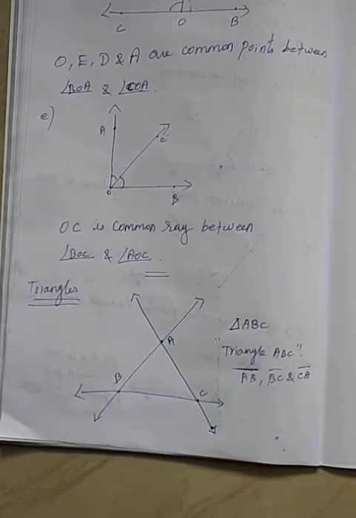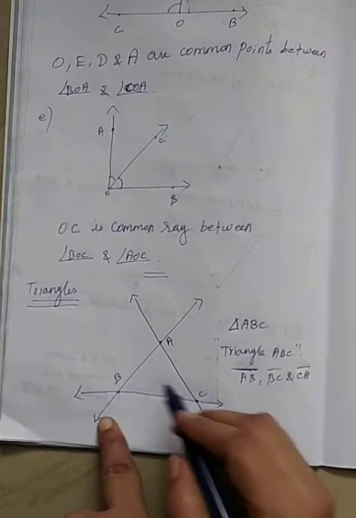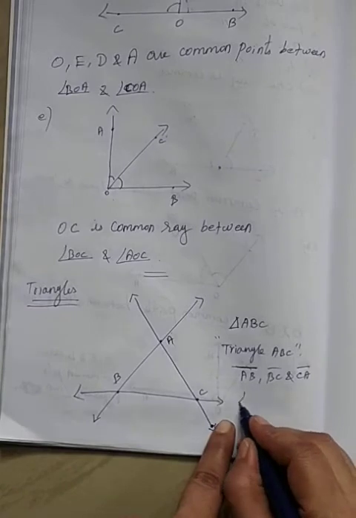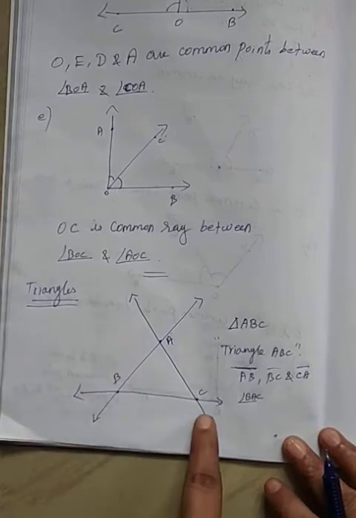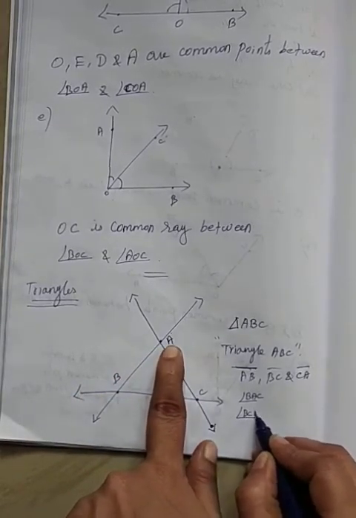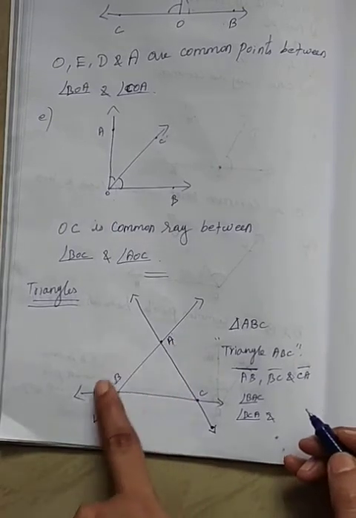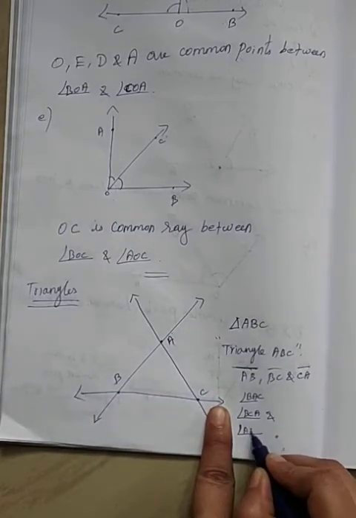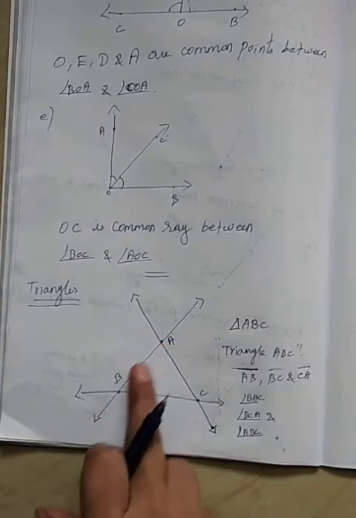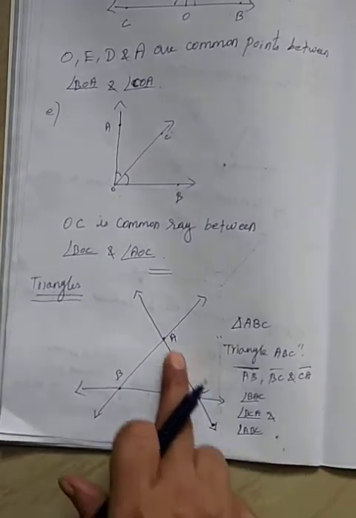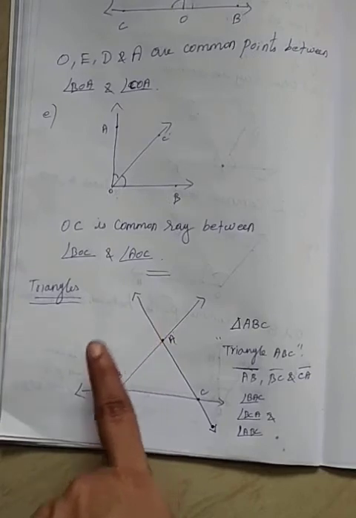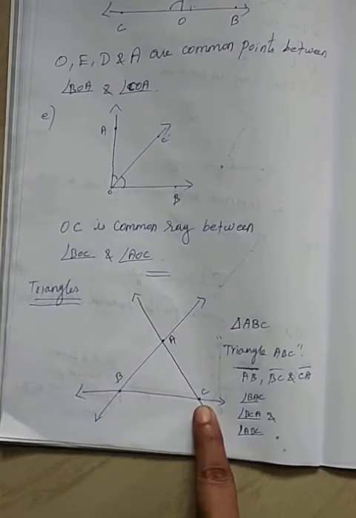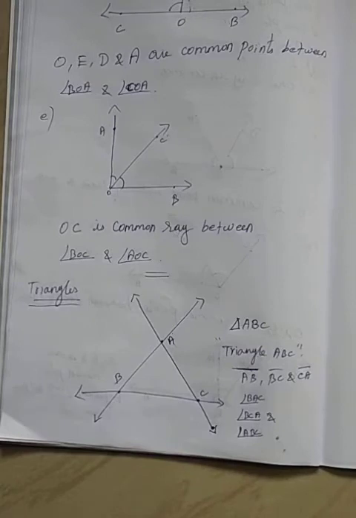The 3 angles are, see what is that angle? BAC. The next angle BCA. The next angle ABC. See here, BAC, BCA, ABC: three angles. The points A, B and C are called the vertices of the triangle. Clear? Everybody clear?